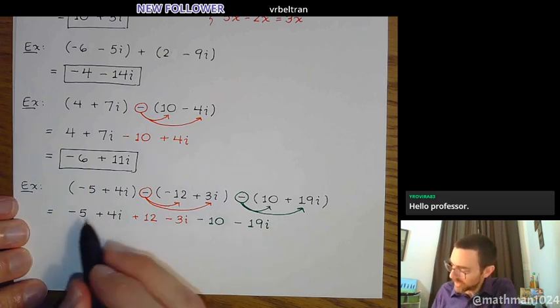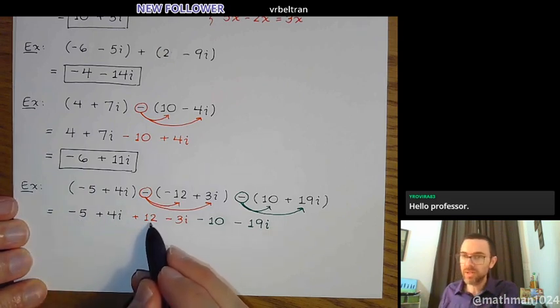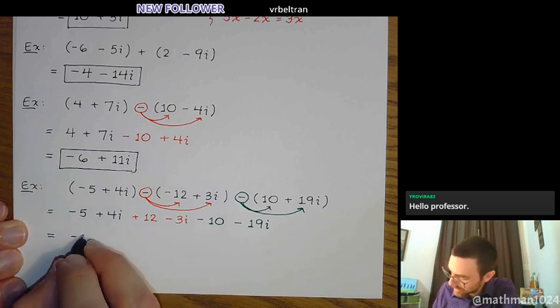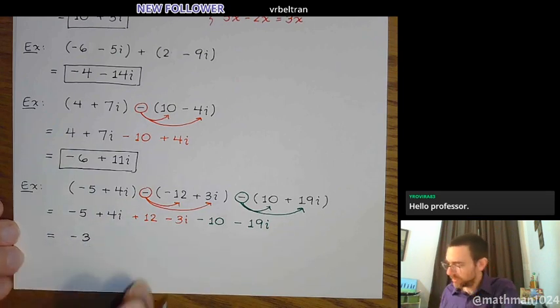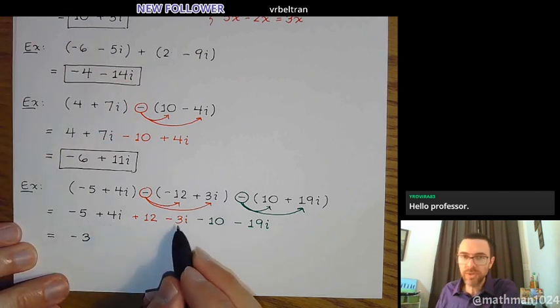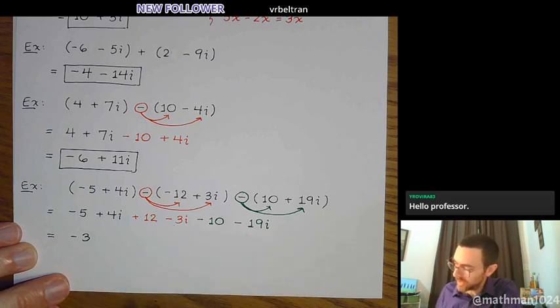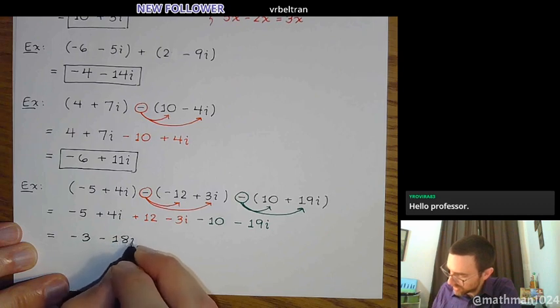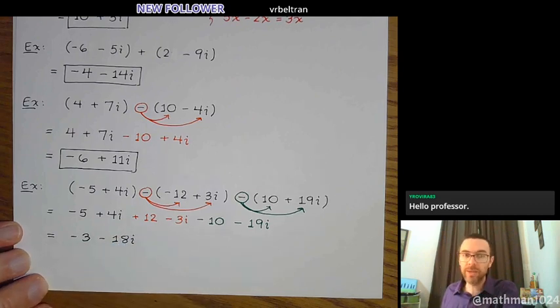So when I combine, I've got negative 5 plus 12, which is positive 7, minus 10 is negative 3. For the imaginary pieces, 4i minus 3i is positive i, so a positive 1 and a negative 19i will give us negative 18i, like that.